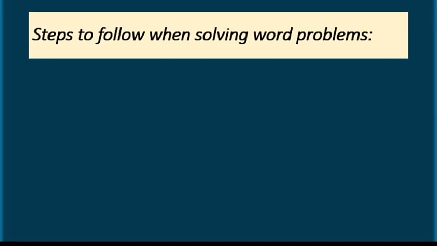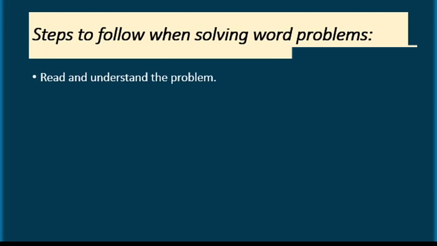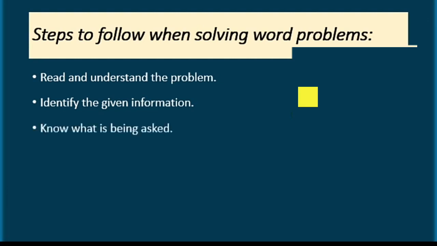These are the steps to follow when solving word problems. 1. You read and understand the problem. Reading and understanding the problem is very vital. 2. You identify the given information, the information that was provided in the question. 3. You know what is being asked. You read carefully to know what you are being asked to do.